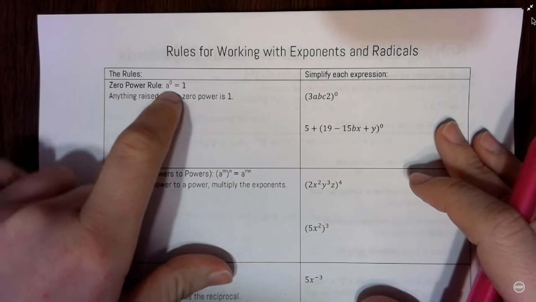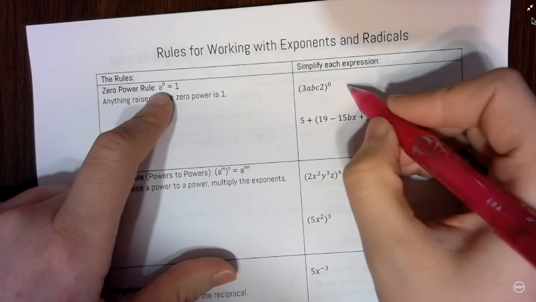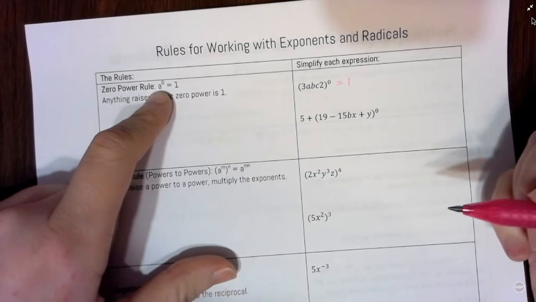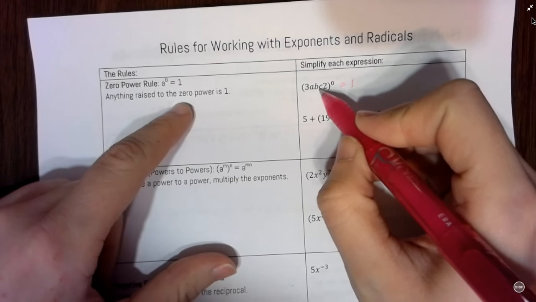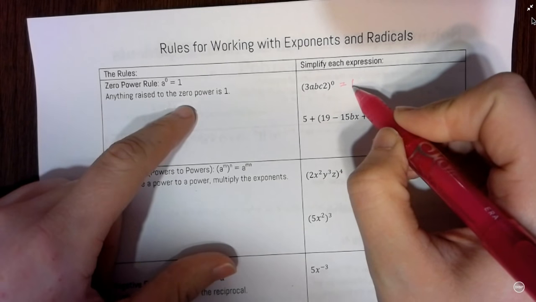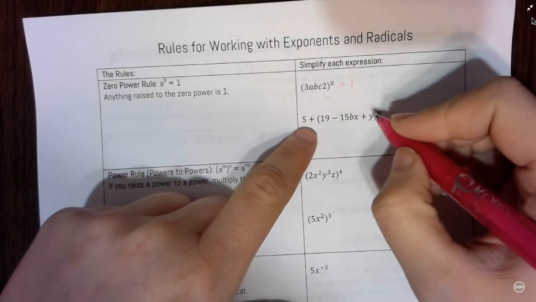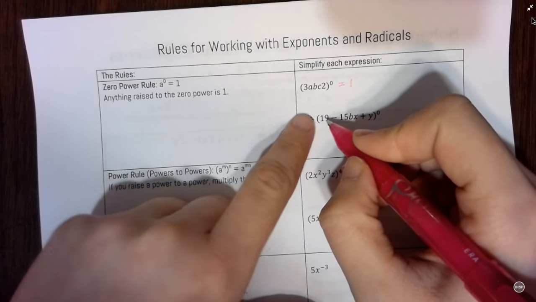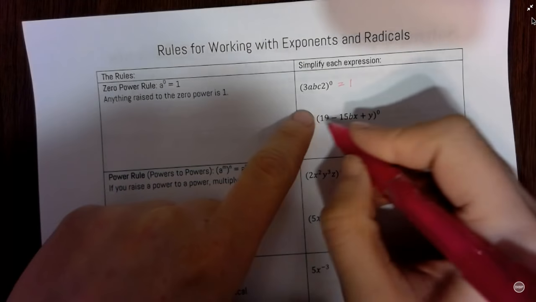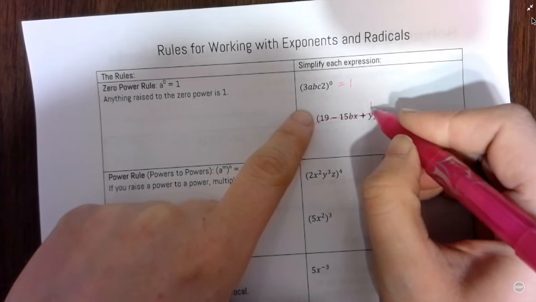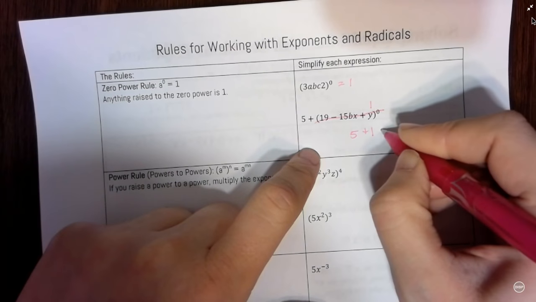So we have the zero power rule, which means that if you take a quantity in parentheses like this to the power of 0, it's always going to come out to 1. So all this here, 3 times a times b times c times 2 to the 0 power is 1. Anything raised to the 0 power is 1. So if I have 5 plus, and then 19 minus 15bx plus y is all raised to the 0 power, all this cancels out to 1, which gives me 5 plus 1, which is 6.